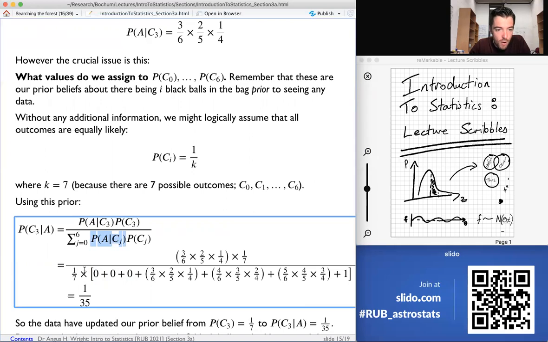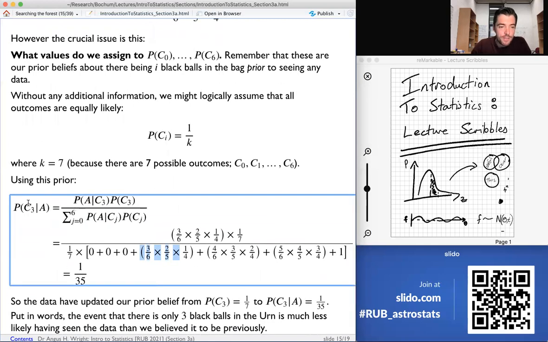I've pulled the prior out to the front of the summation, which is why it's wrapped in brackets. And then these four terms, 1, 2, 3, 4, are the probabilities of observing 3 black balls, given that there are 3 in the urn, 4 in the urn, 5 in the urn, and 6 in the urn. And when you calculate this summation, what you find is that this posterior probability is equal to 1 on 35.